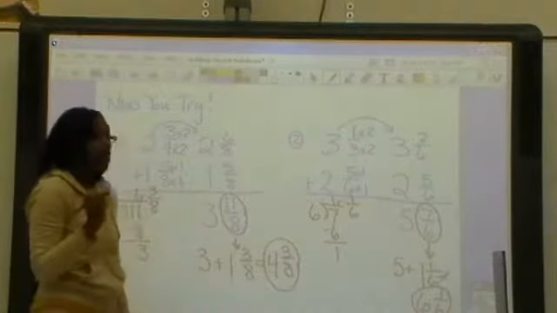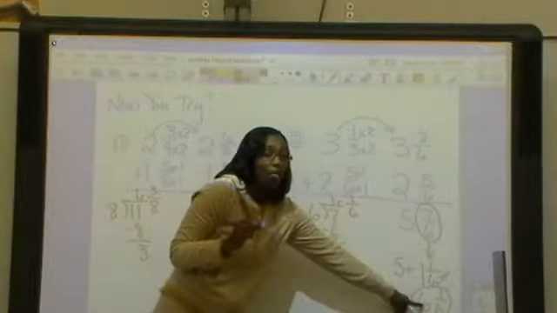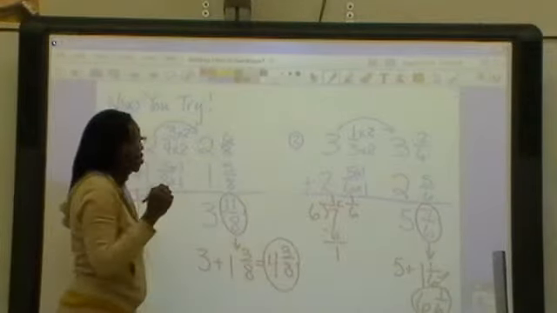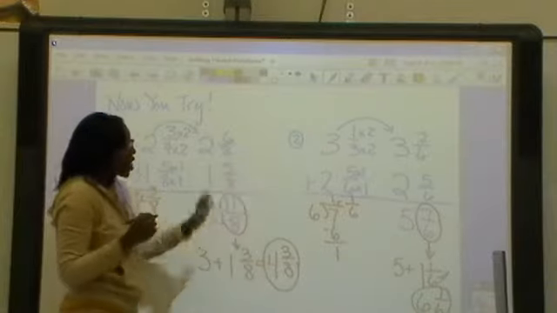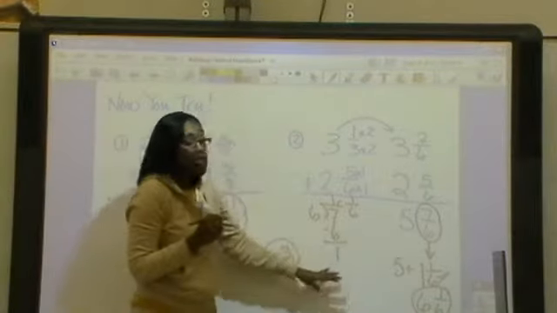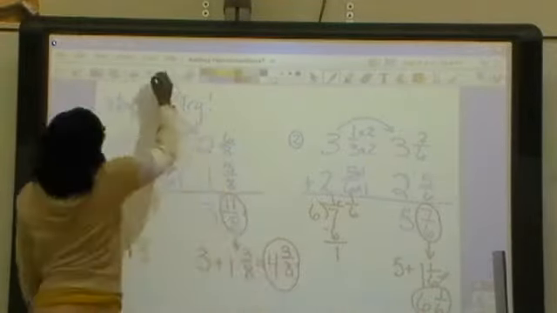Now check your paper to see if you got 6 1/6. If you did, you've done it correctly. If you did not, check your work, see where you may have made a mistake, and try it again.